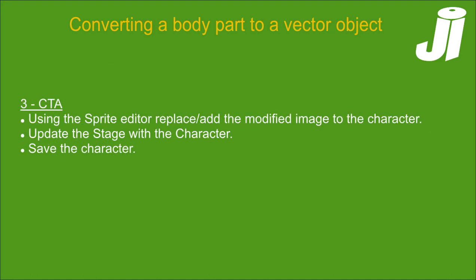Now switch back to Crazy Talk Animator, and using the Sprite Editor, select the same sprite that you had copied and modified and replace it, or add your modified sprite to the character in the custom group. Then update the stage with the character, and then on the stage, save your character for later use.